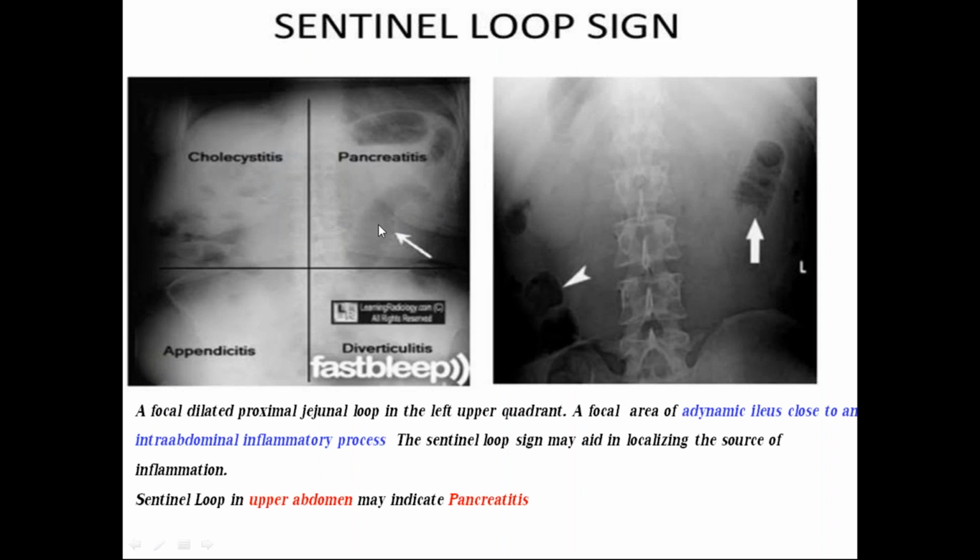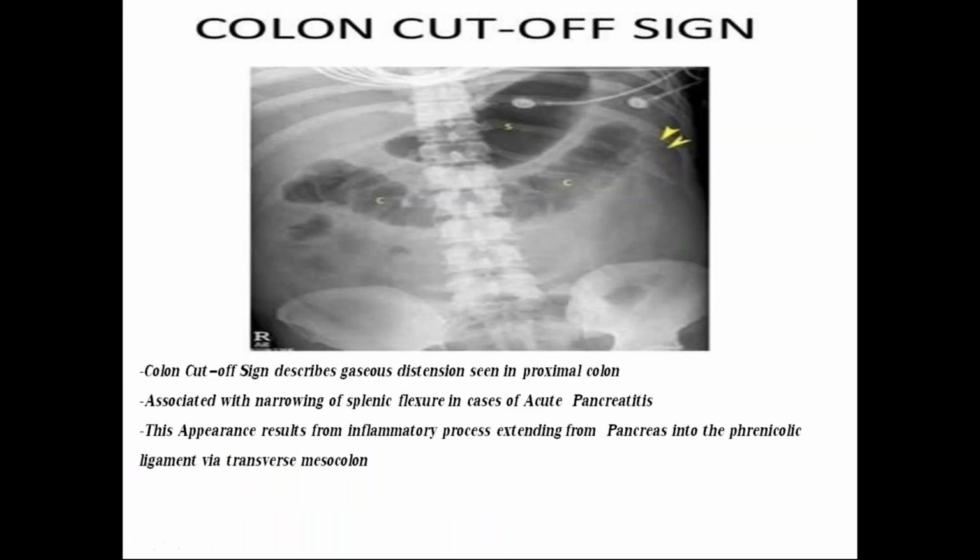This is a sentinel loop, a focal dilated small bowel loop in the left upper quadrant because of inflammation in the pancreatic region. So this focal ileus, the location of the dilated bowel loop, can help in diagnosis. Whereas if the dilated small bowel loop is in the right lower quadrant, it is due to appendicitis. And the sentinel loop is in the upper abdomen. These are the non-specific findings in case of abdominal X-ray.